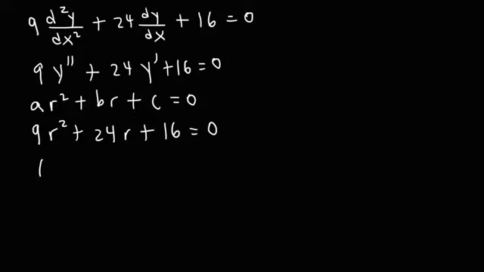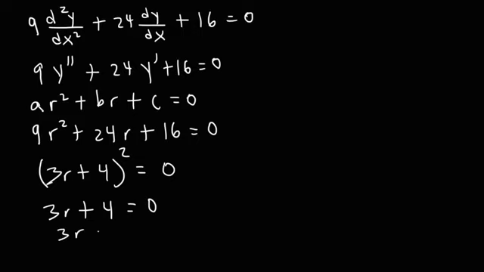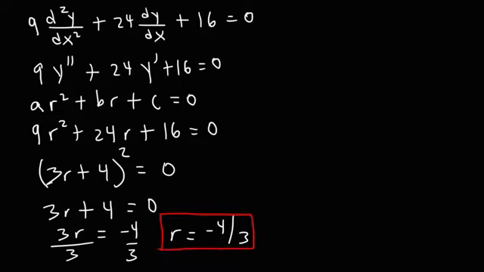So to factor it, it's going to be the square root of 9 r squared, which is 3r, plus the square root of 16, which is 4, squared, equals 0. So solving for r, we have 3r is equal to negative 4, dividing both sides by 3. We get one solution. r is negative 4 over 3. So because we have one real solution, this tells us that we have case 2.